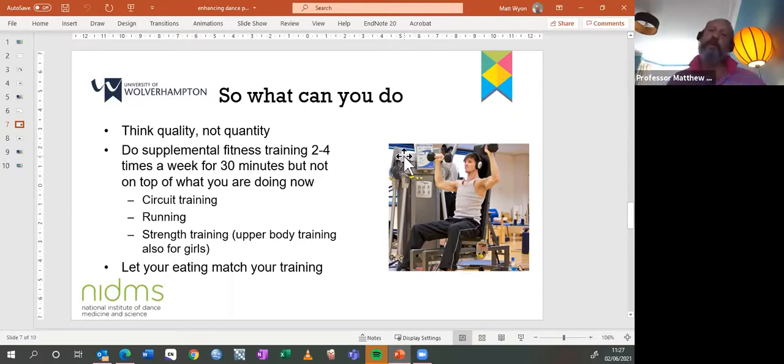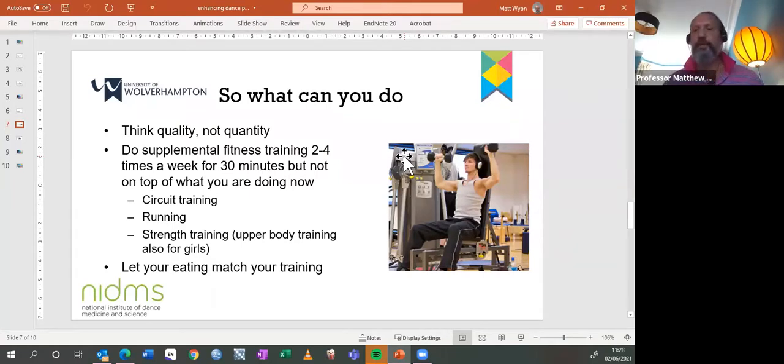So by doing a bit of upper body strength training, you will actually improve your bone mineral density later on. So this is for when you're 40, 50, 60, 70, 80. This is going to look after your health at that point. So it's best to do it, but you've got to do it before you're 30.